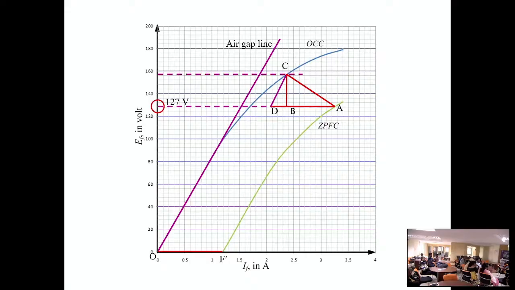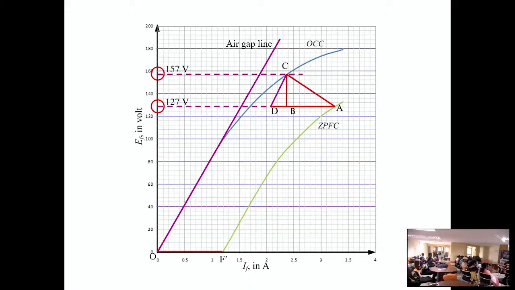So draw a horizontal line from this point on, and that will intersect the EF line at some point. Identify that point. So that is 157 volt. You have to draw this horizontal line considering this length. Okay, so this is one voltage which is corresponding to this point. So identify this voltage.